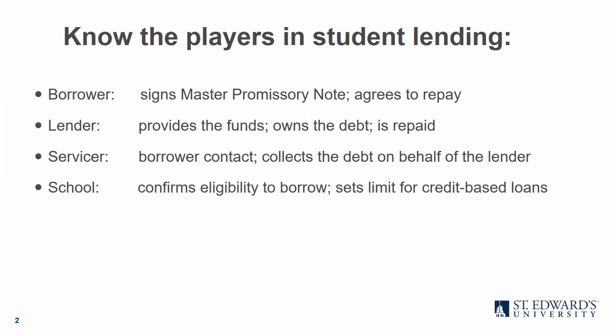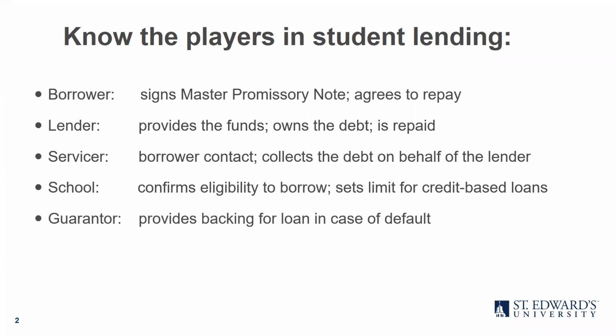The school is the university that confirms the student is eligible to borrow by virtue of being in good academic standing, and being a student enrolled in the appropriate number of hours. And for credit-based loans, the school also sets the borrowing limit based on guidance from the federal regulations. The guarantor: in some credit-based loans, the lender will require the borrower to have a guarantor to provide financial backing for the loan. Guarantor is also another name for a cosigner or an endorser.